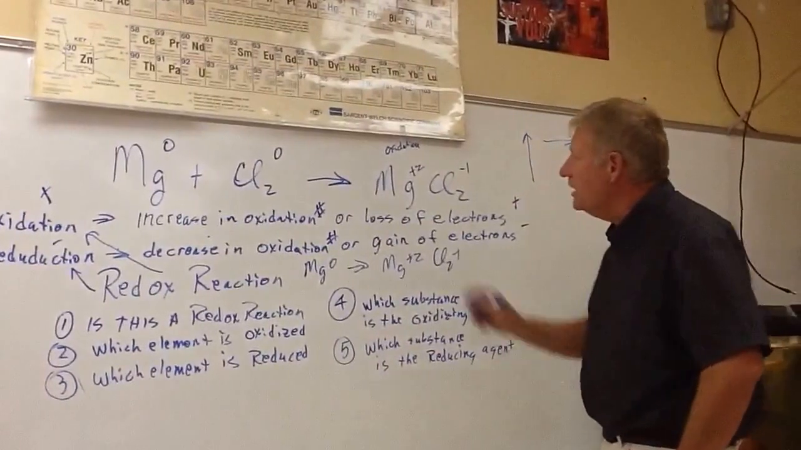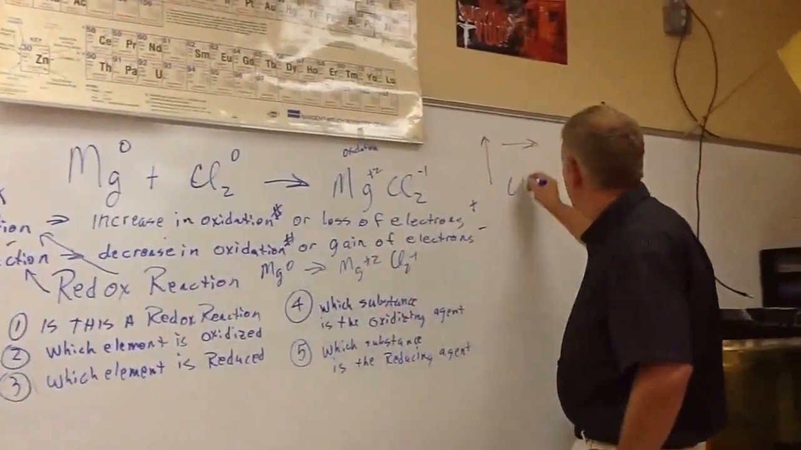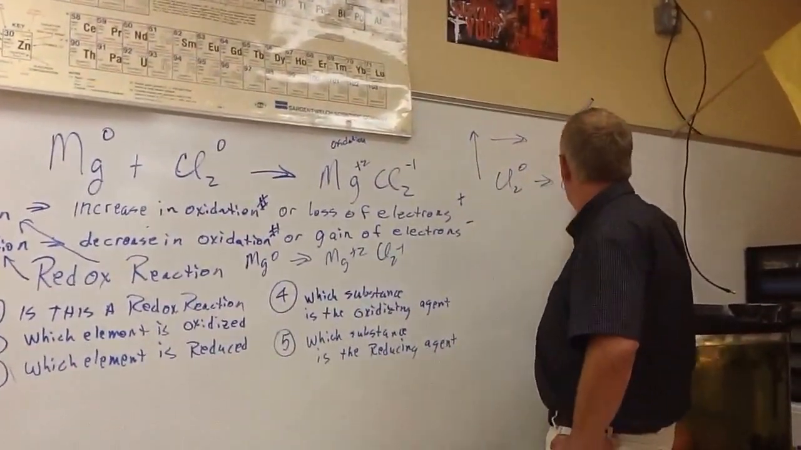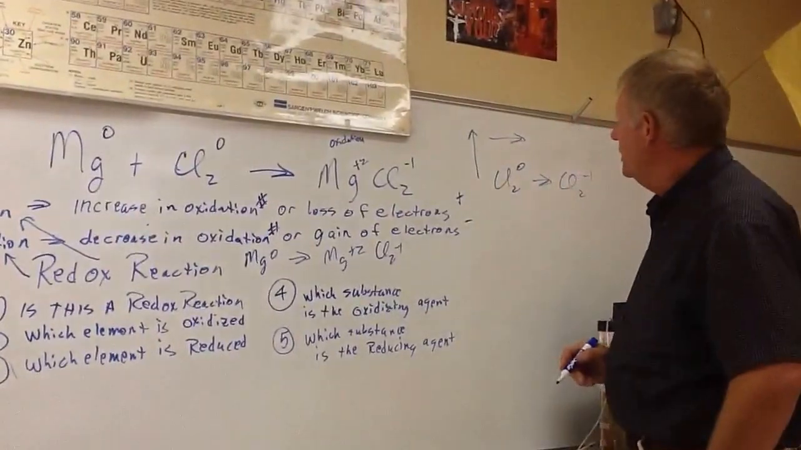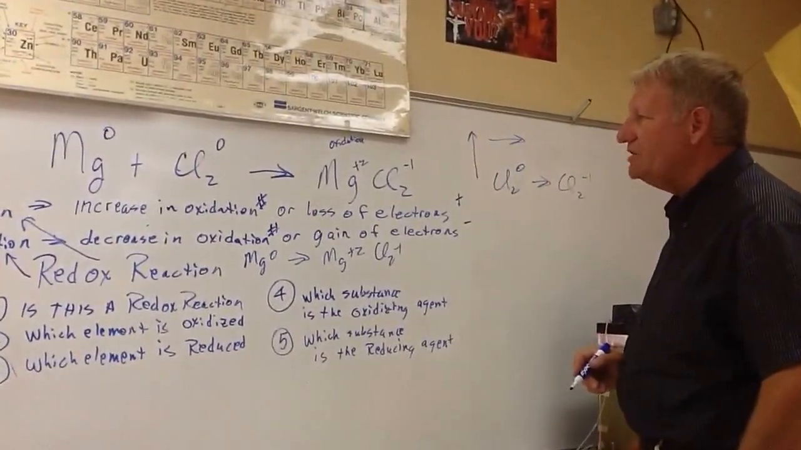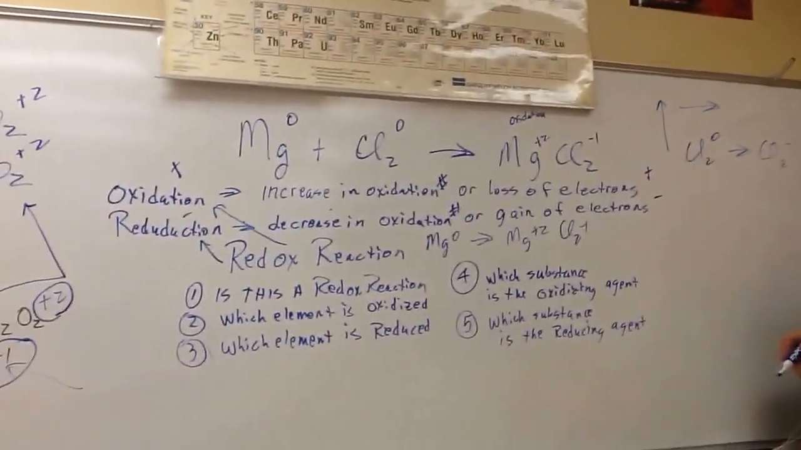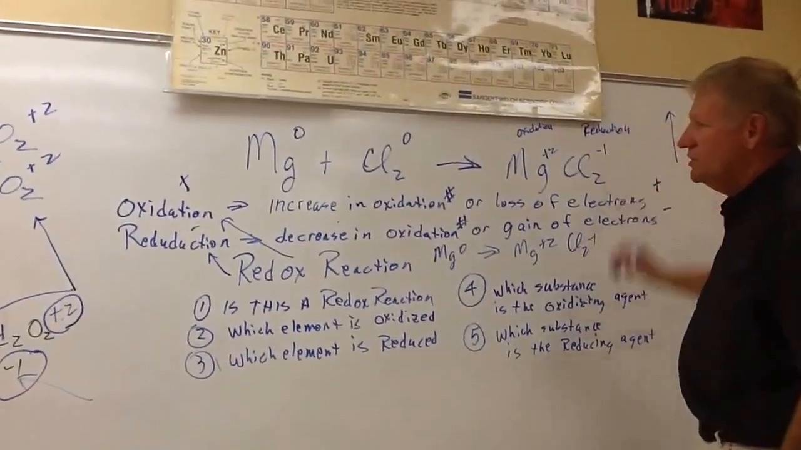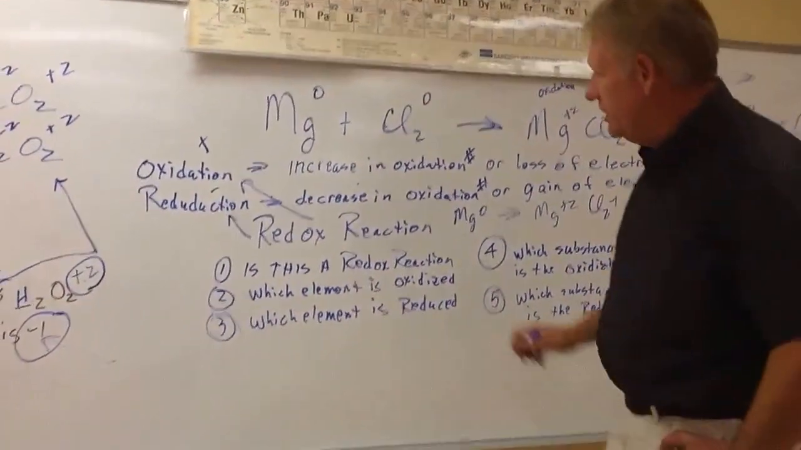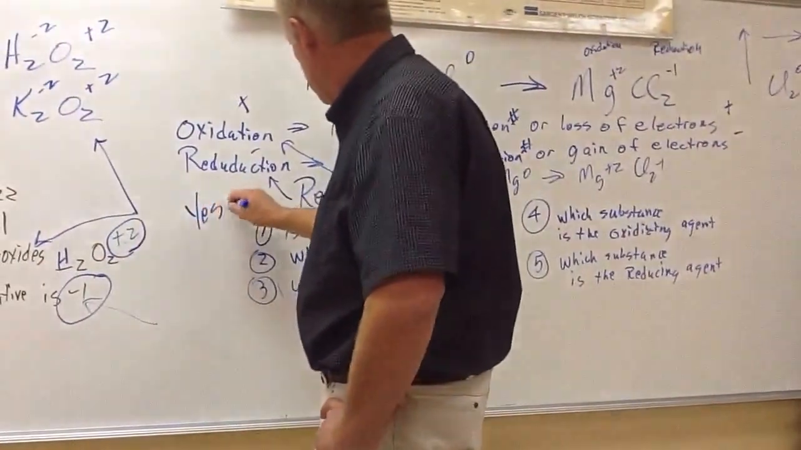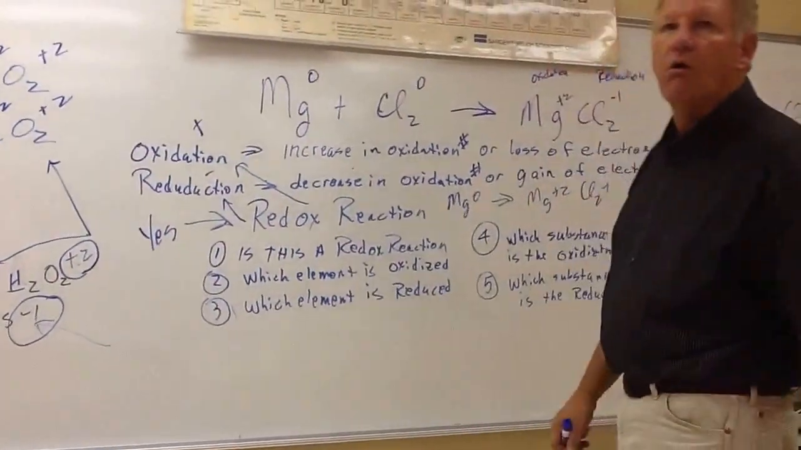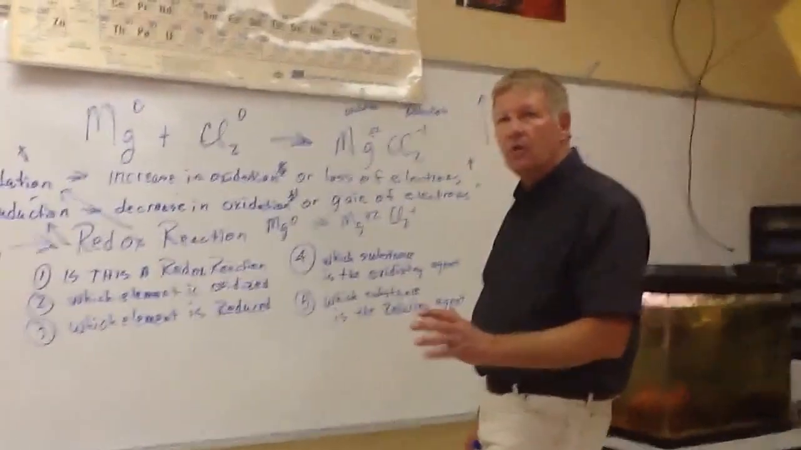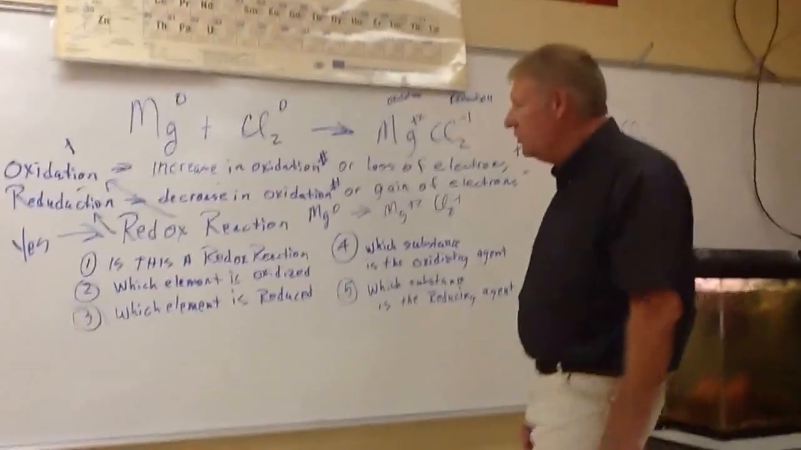Well, let's see this, okay? So my chlorine, okay, here we go. The Cl2 had a 0 charge. What did it go to? It went to a Cl -1, okay? So did it go to more negative? Yes, now I have more negative, so there's my reduction. So is it a redox? And the answer is yes. Yes, it's a redox, because one got to be more positive and one got to be more negative.